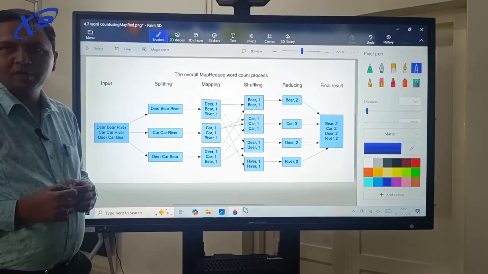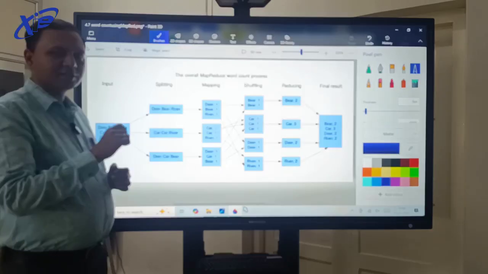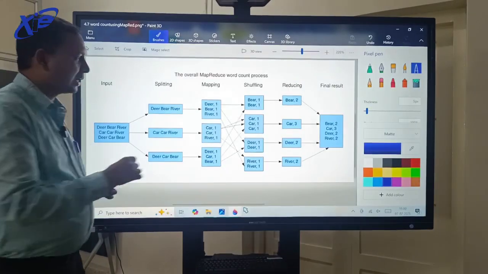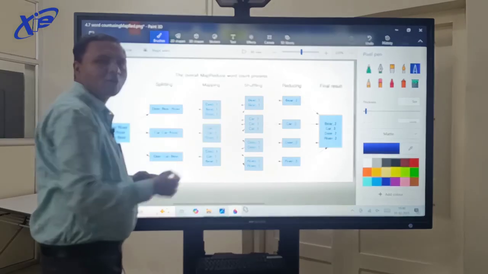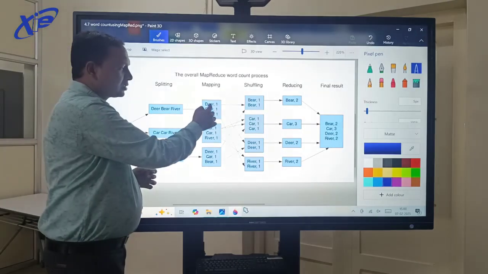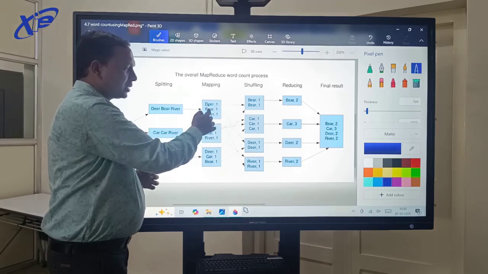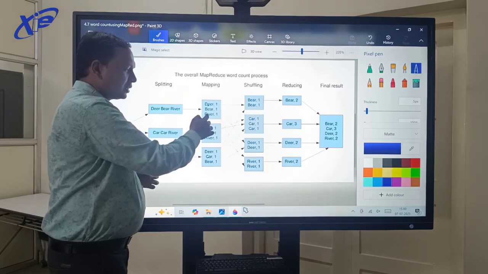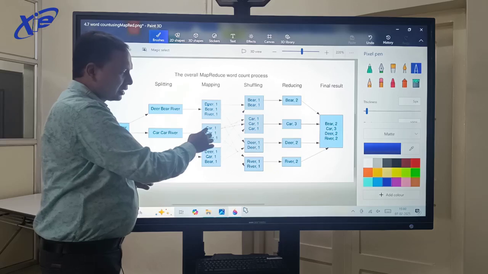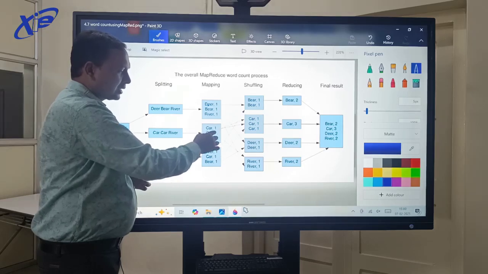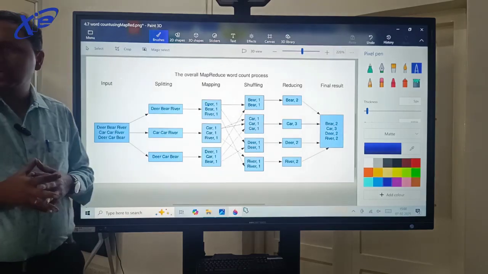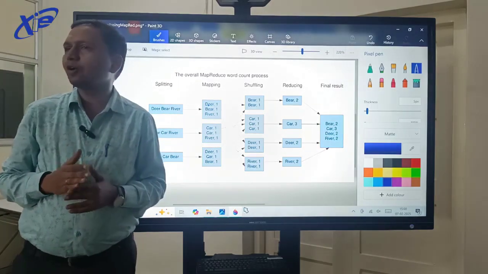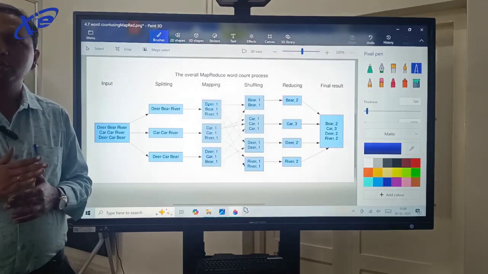What is a key value pair? The key is a certain value, and the value is how many times it occurs. So deer is the key and the value is 1, beer is the key and the value is 1, river is the key and the value is 1. Similarly car has value 1, car has value 1, river has value 1. So this is the mapping phase. With the help of the mapping phase we are splitting the chunks into smaller parts.